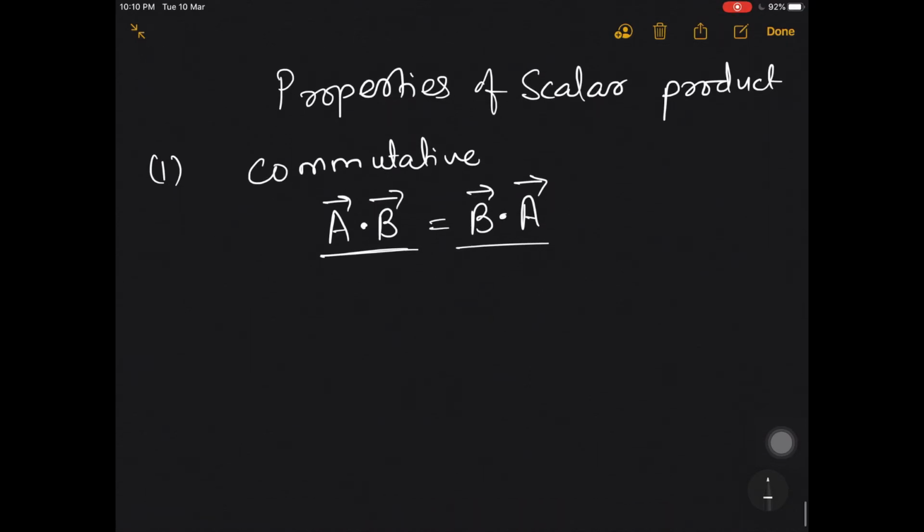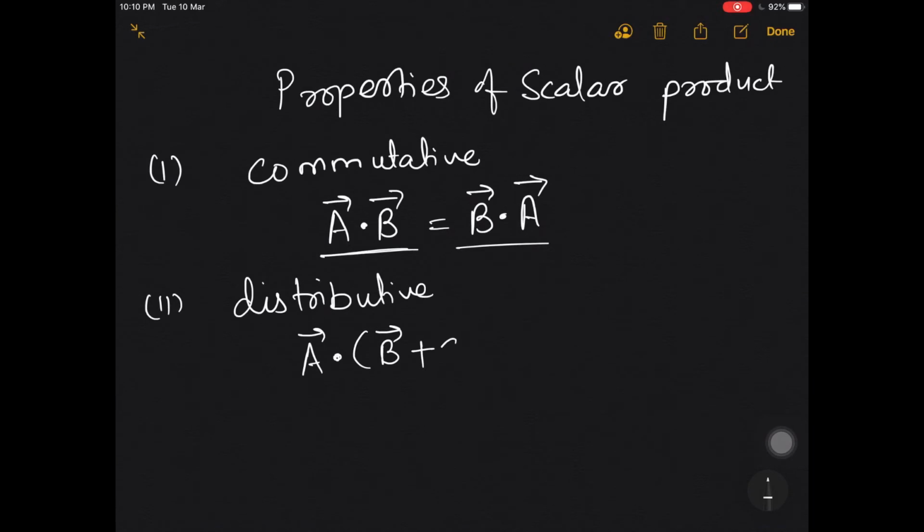Alright, second property: my scalar product is distributive. What does it mean? It means if I do this kind of calculation, A dot with B plus C, it is the same as doing A dot B first and then adding it with A dot C.